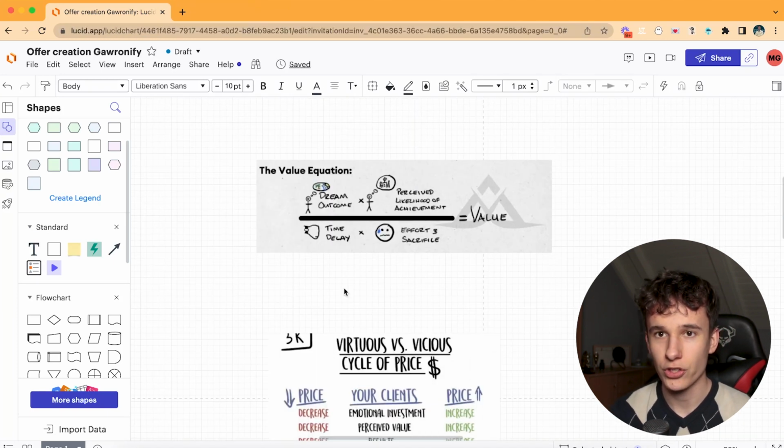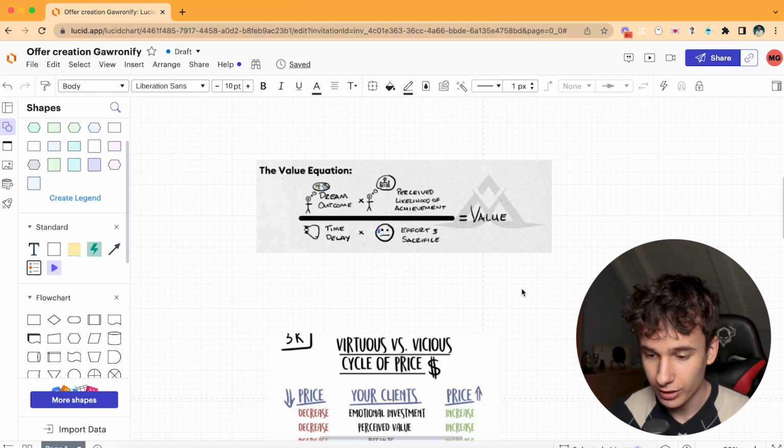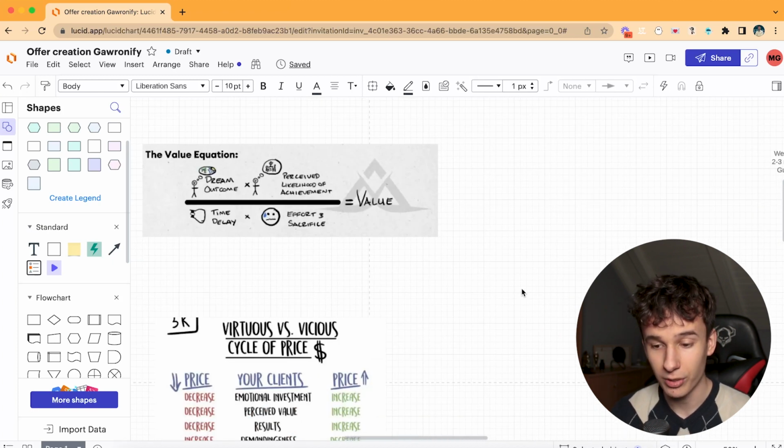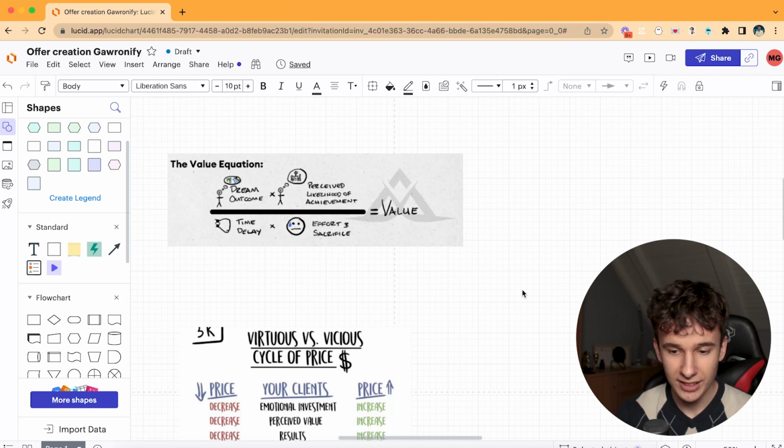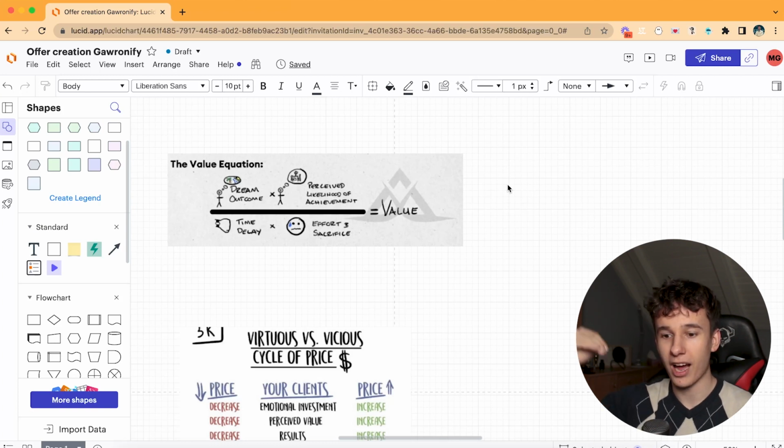So the value equation: the dream outcome multiplied by perceived likelihood of achievement, divided by time delay multiplied by effort and sacrifice. And from that we have the value. So basic math: the more we have at the top and the less at the bottom of the equation, the higher the value will be.